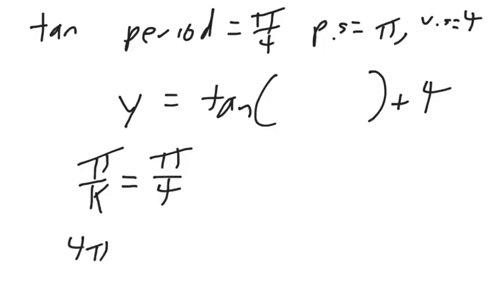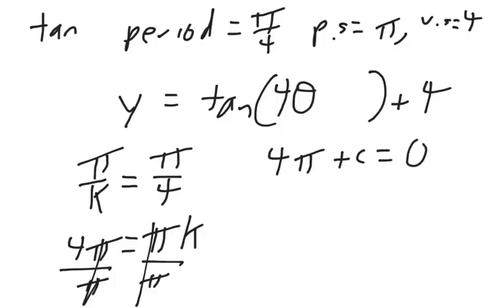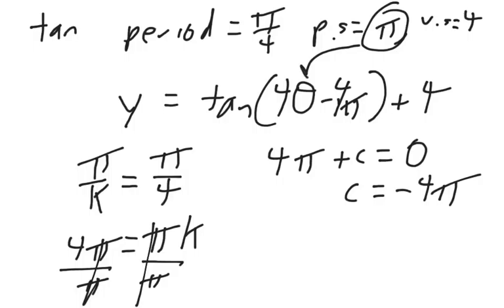Cross multiply, divide by pi, and k equals 4. The phase shift, so 4 times pi plus c equals 0, and c equals negative 4 pi. Because I plugged the pi right in there to get my answer.